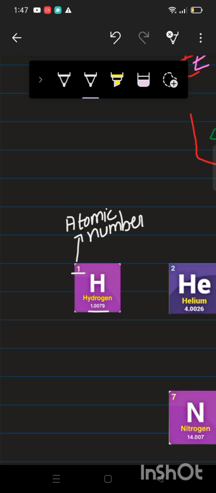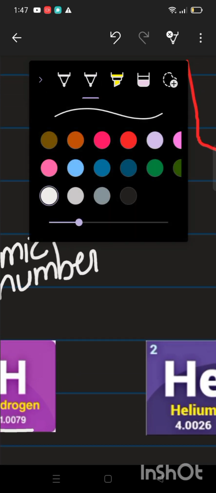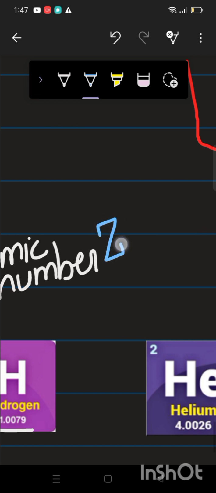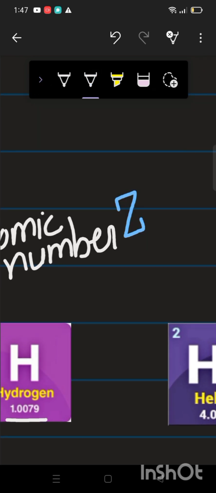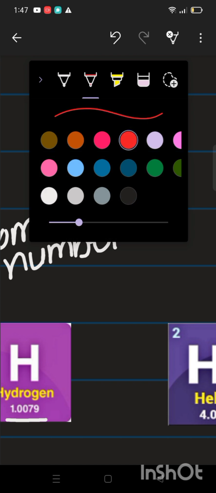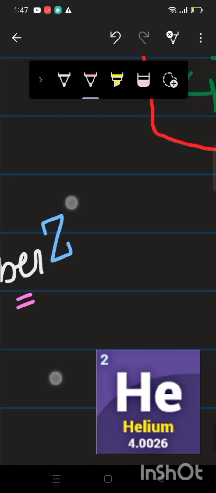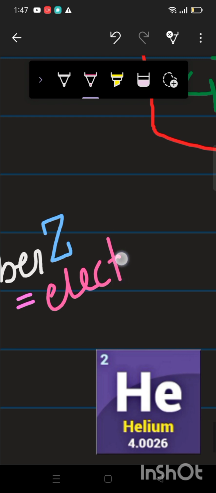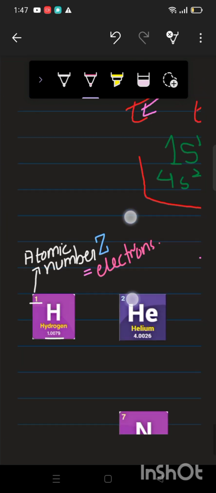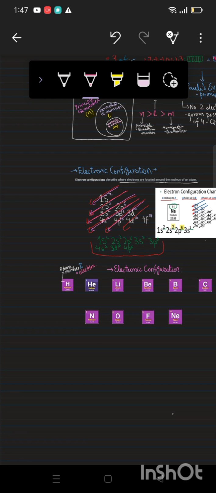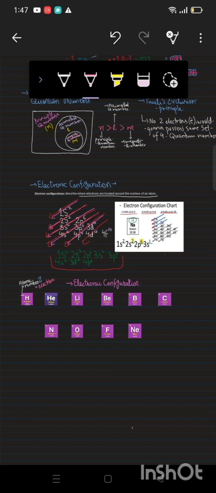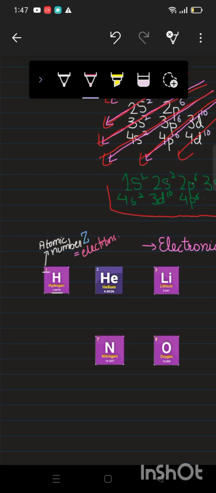Alright, so we know that the atomic number, which is denoted with Z, is equal to the number of electrons. Which means the atomic number an atom has will be equal to the electrons in it. Which shows us that hydrogen has only one electron. Since it has atomic number 1, it will have one electron in it.